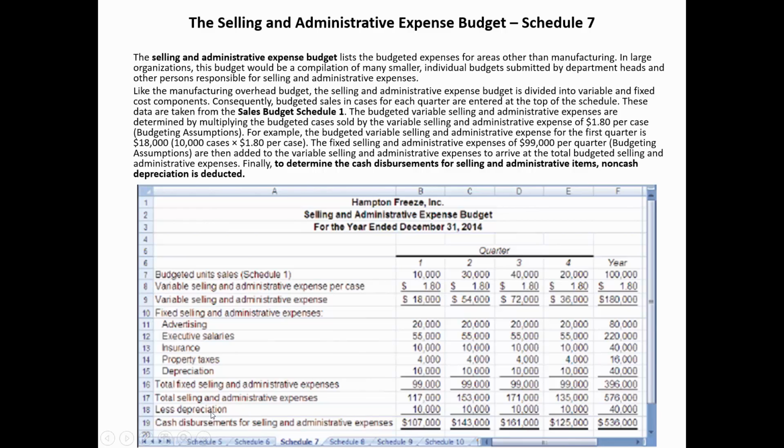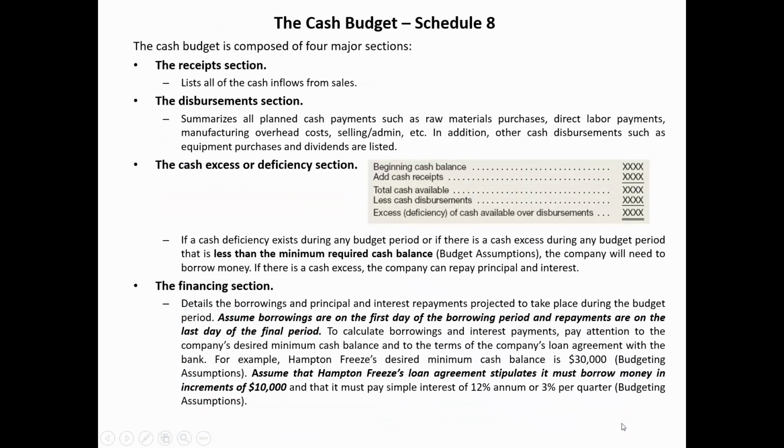But again, we also have to take into consideration we want to prepare the cash budget, which is just going to be the cash disbursements. So we're going to have to subtract out the non-cash depreciation to know how much we're actually going to be spending, how much cash we will need in each one of these quarters.